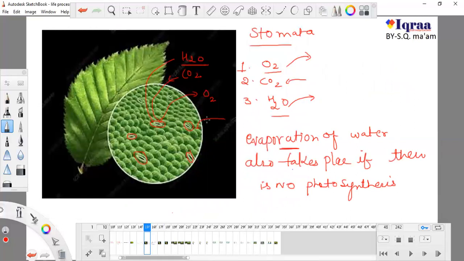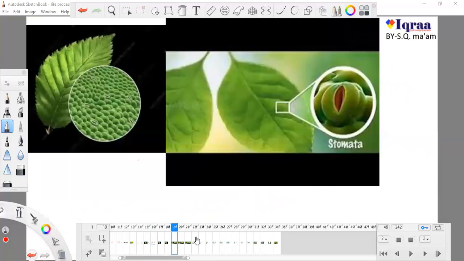Now we are going to understand the structure of stomata. This is the tiny opening you can see. This is the basic hole, which is known as stomata, and this stomata is guarded by two cells which are known as guard cells.